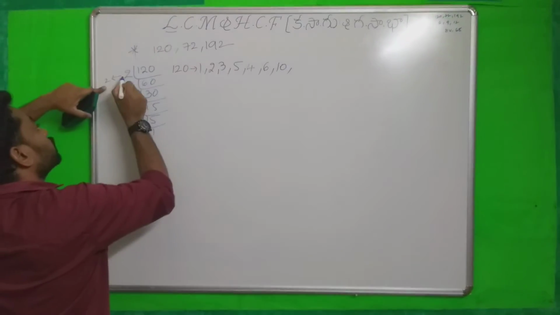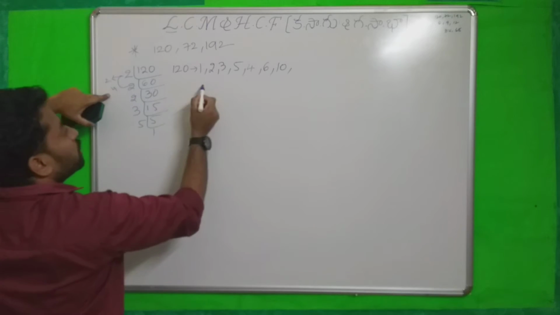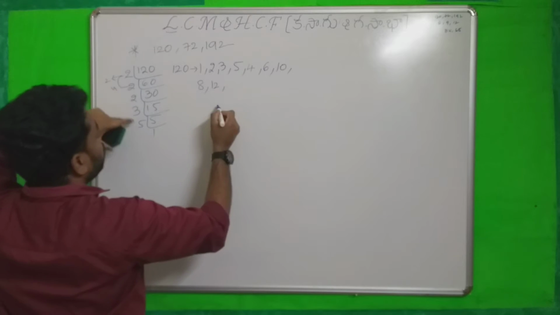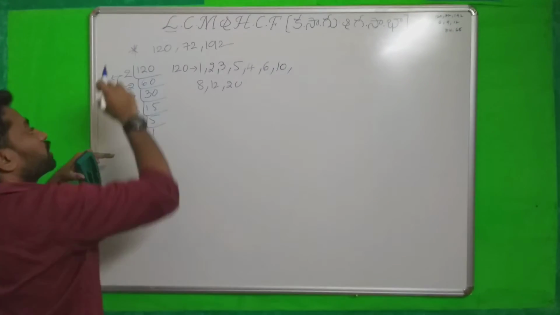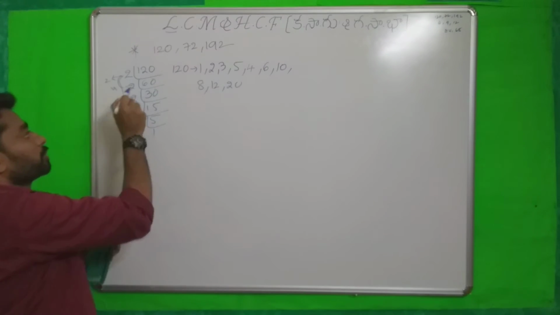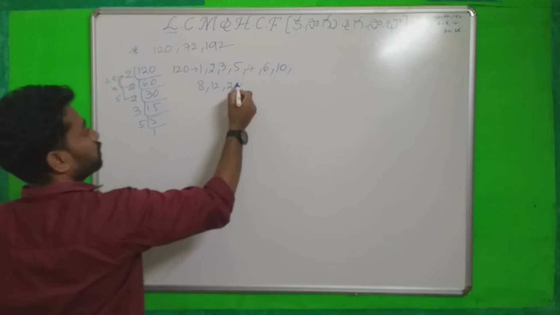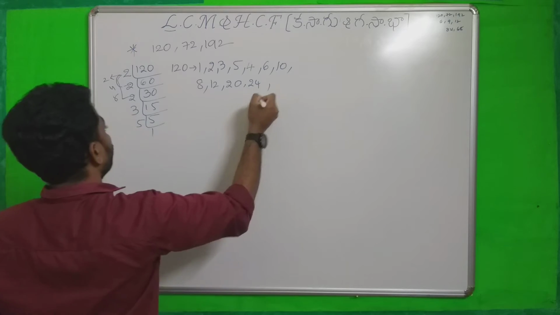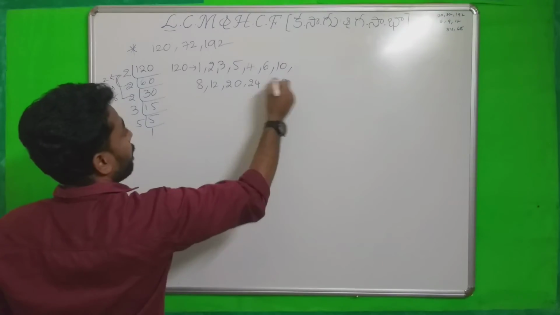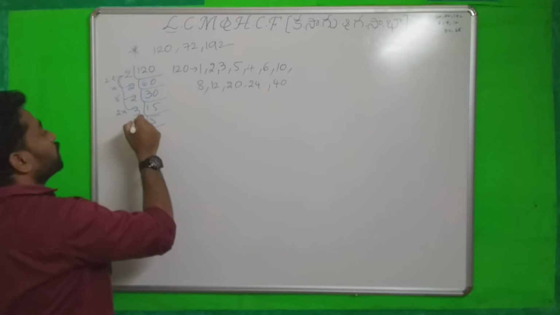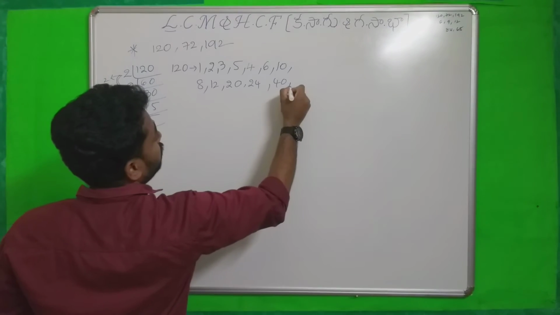Next, 2 2s are 4, 4 2s are 8, 4 3s are 12, 4 5s are 20. So this product I have taken. Next, up to here I am taking 3 digits, 8. So 8 3s are 24, 8 5s are 40. Okay, so next 8 3s are 24, 24 5s are 120.